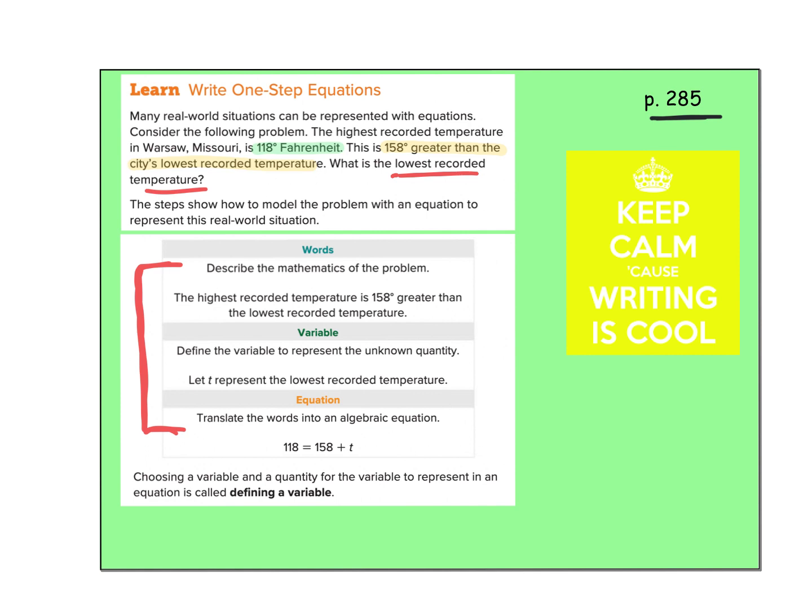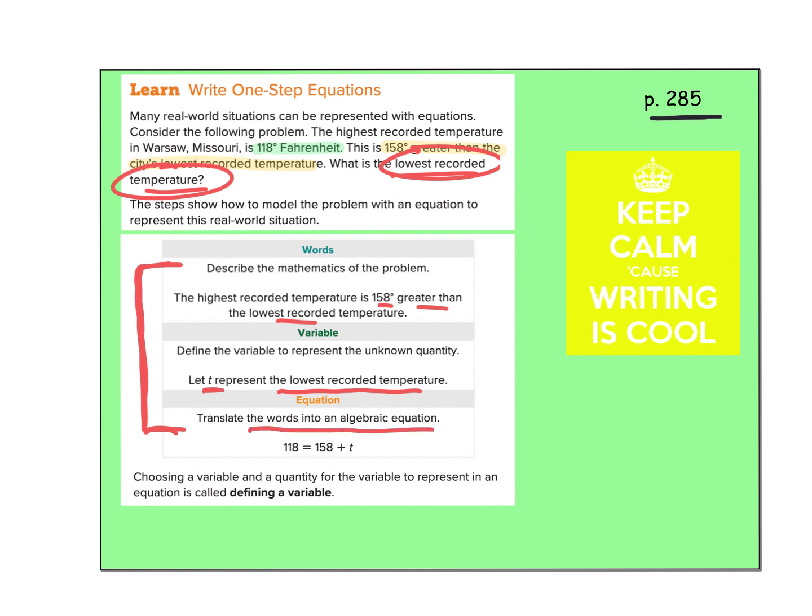All right, so it looks like first they just kind of described the problem. They said, oh, okay, the highest recorded temperature is 158 greater than the lowest. Then they said, well, a variable. I do not know the lowest recorded temperature. So they said, I need to define a variable. So they said, hey, what if I use T as the lowest recorded temperature?